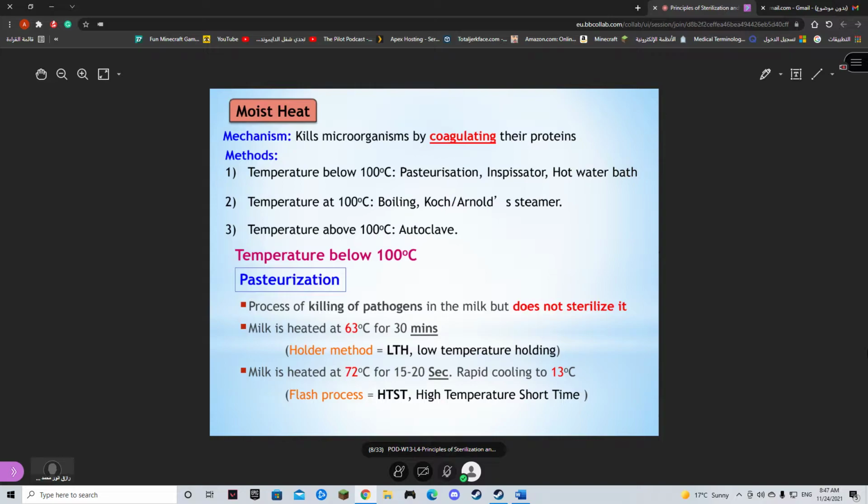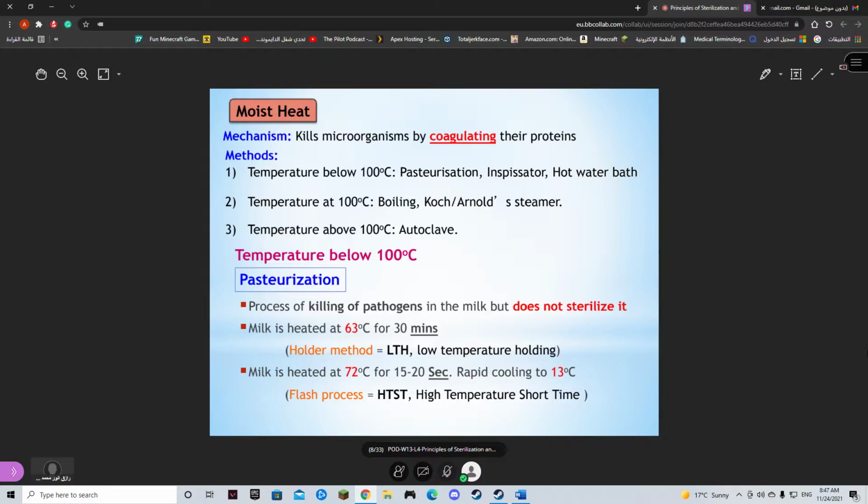There are two types of pasteurization. So what is pasteurization? This is a disinfection process, not sterilization. Keep that in mind, guys, it is a very important concept. Pasteurization is a killing method, but it does not sterilize. If spores are there, you cannot remove them.